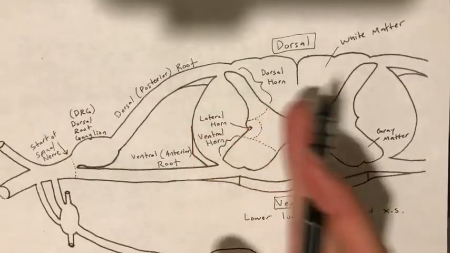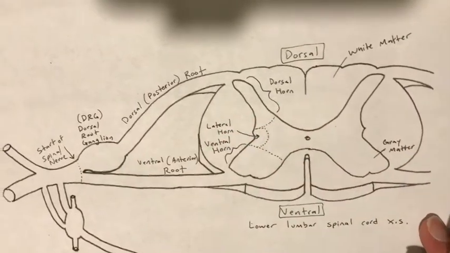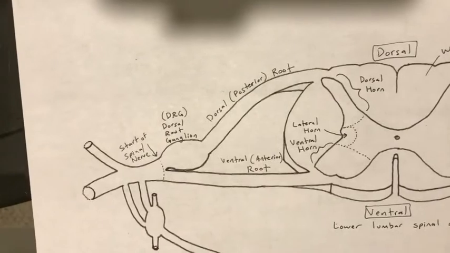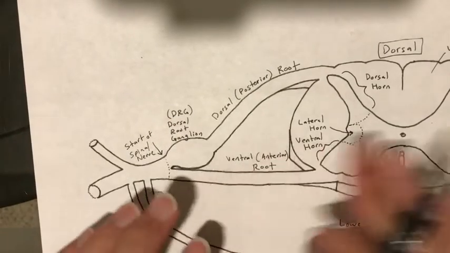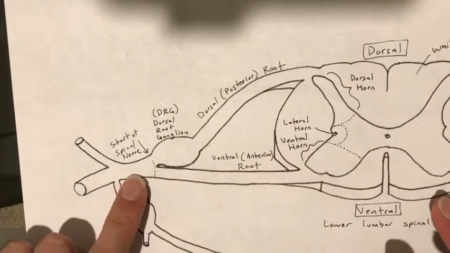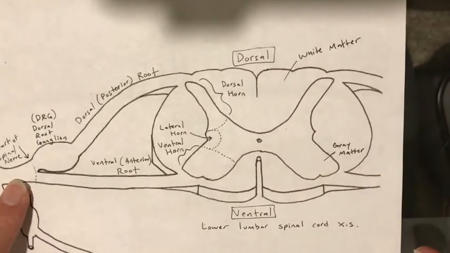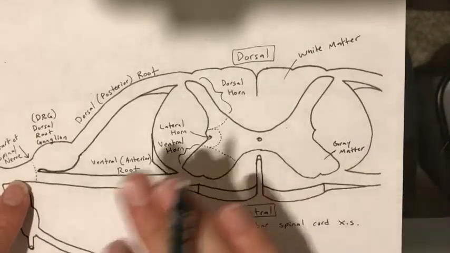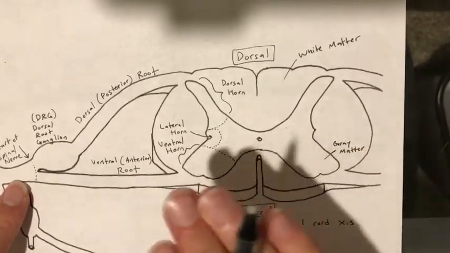But you can sort of mirror image everything that we're doing here today to the other side. So really at this level you have one on the right hand side and one on the left hand side. 2 spinal nerves per section.